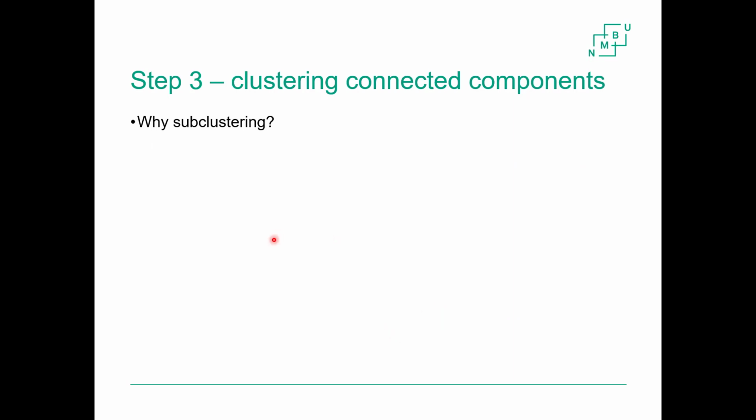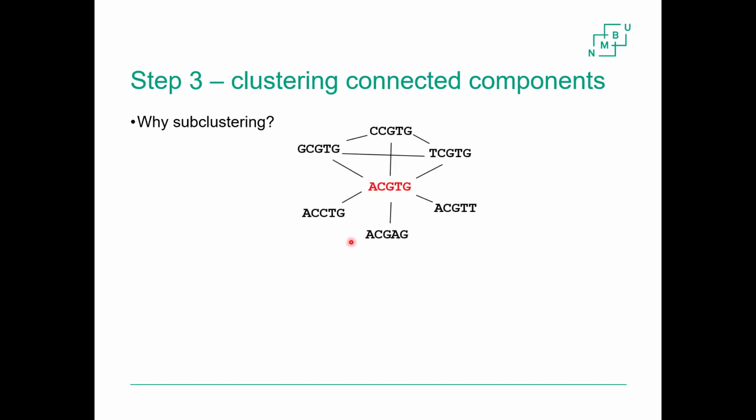So why do we actually do this subclustering? And that's where I need another drawing. So we saw previously that we can typically have something like this, where we have one k-mer that occurs many times. This is the sort of error-free version. And then you have this with errors spreading around it like this.